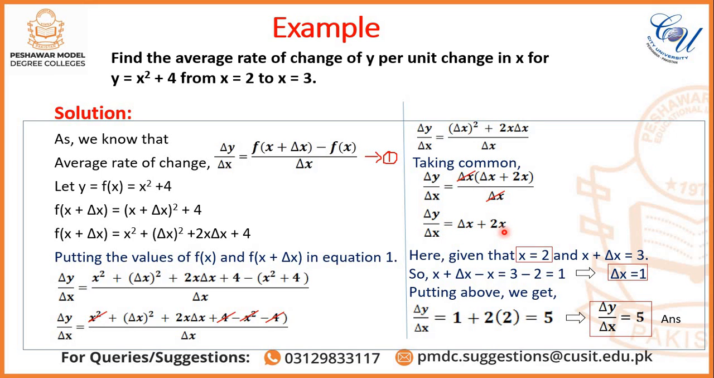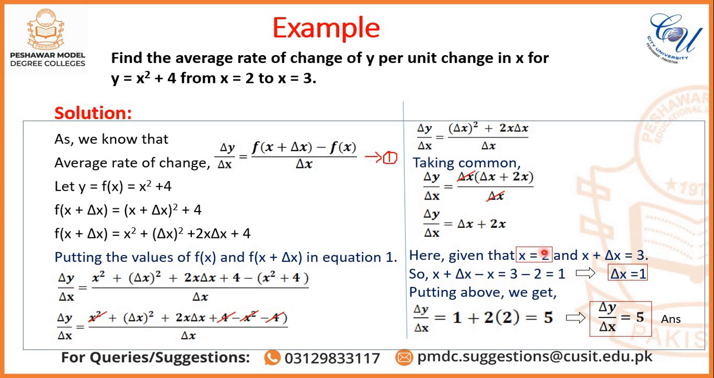Now we come to the condition that it is increasing from x = 2 to x = 3. This means this is x and this is x + Δx. So here given that x = 2 and x + Δx = 3. So Δx will be, by subtracting initial from final value, x + Δx − x = 3 − 2, that is 1. So upon cancellation, Δx = 1.